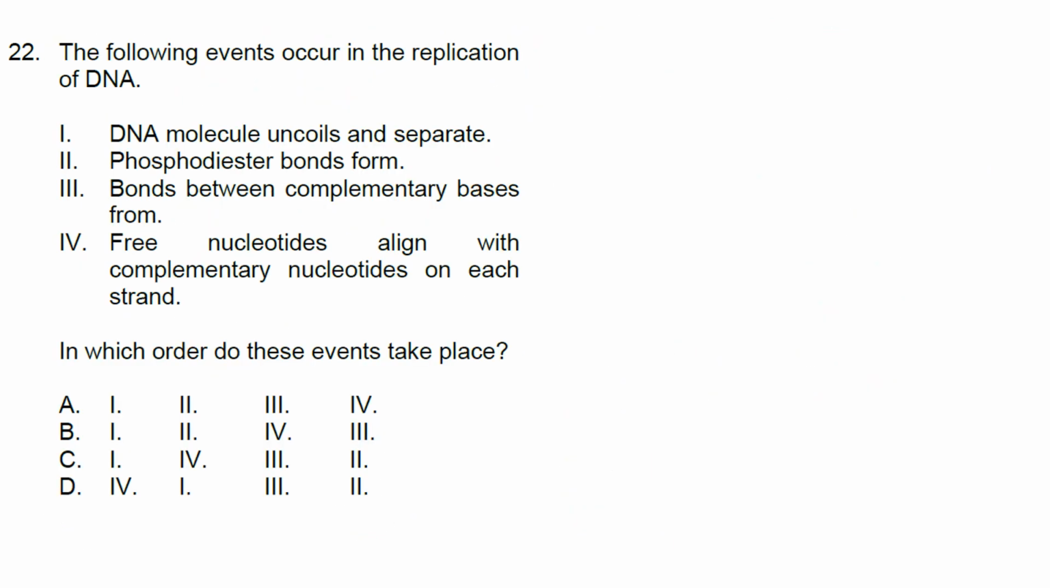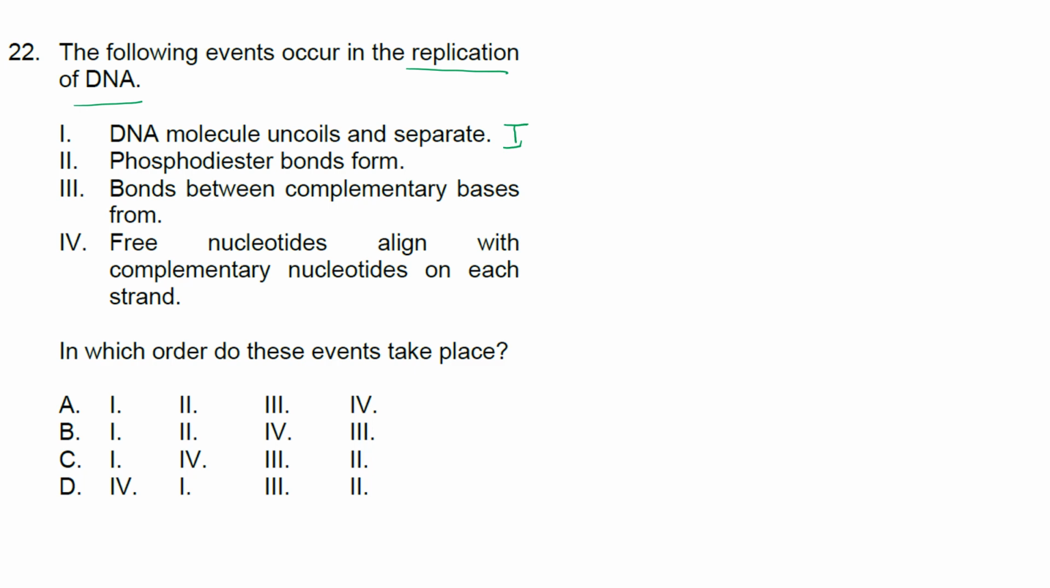Question 22: the following events occur in DNA replication. In which order do these events take place? So you have to analyze these orders to make sure that they are in the correct sequence. For DNA replication to occur, first the DNA molecule uncoils and separates. So this is number 1.